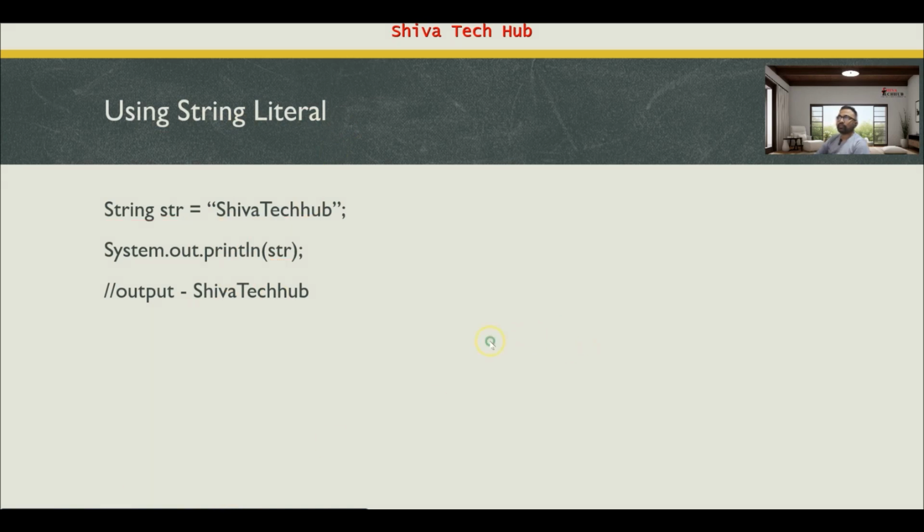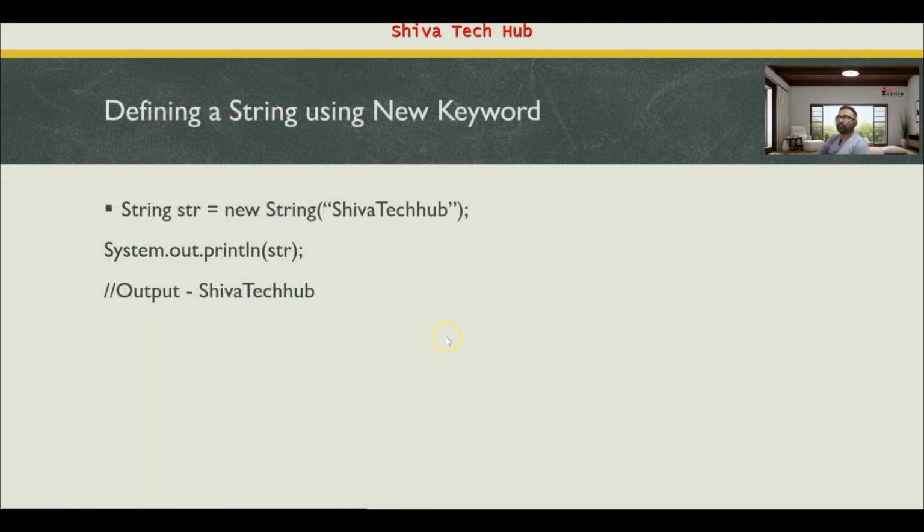Now let us try to understand the second way of defining a string, by using the new keyword. The syntax is simple. We just need to take a variable str, then create a new string object. As String is a class, in order to create a new string, we need to use new. What it does is it creates a new memory location, whether or not this particular string is already present. If the string is not present, it will store the memory location. If the string is already present, it returns the reference.